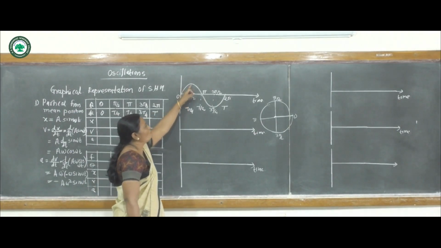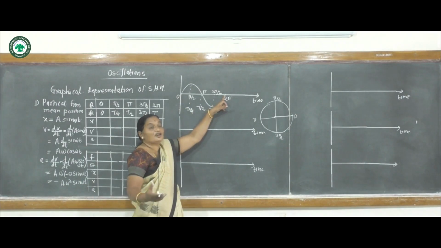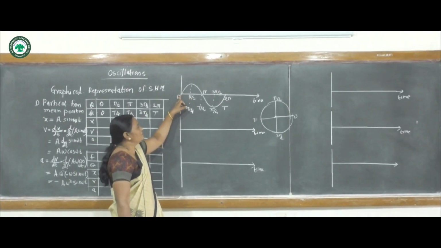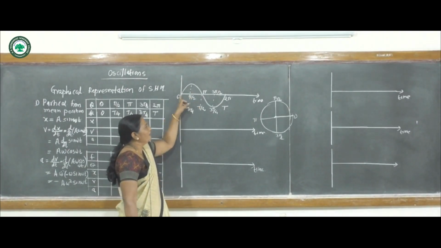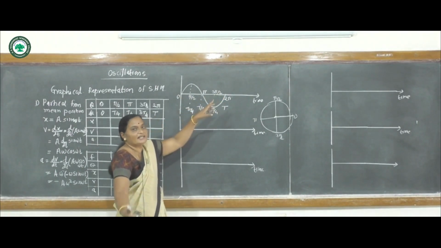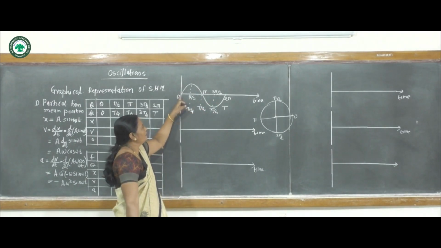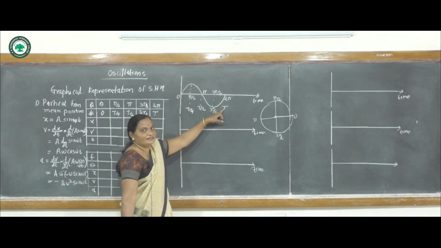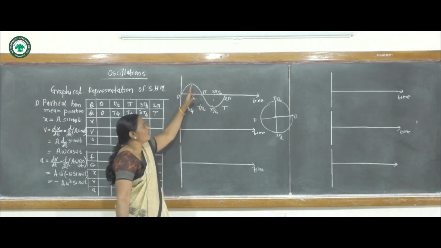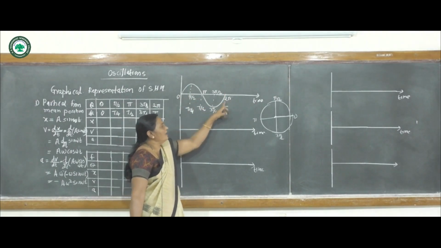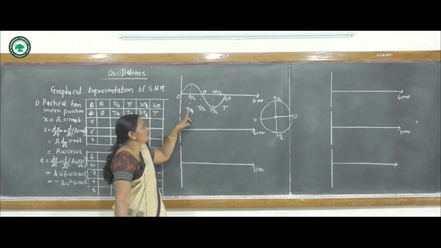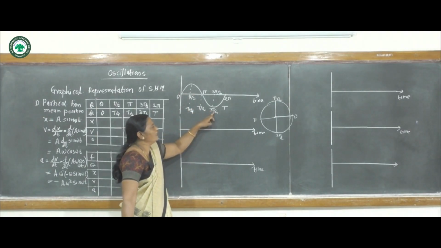See here, this is one complete oscillation. In case of angle theta, we can write the position of the particle: at 0, π, 2π they are at the mean position, and at π/2, 3π/2 the particle is at the extreme position. In case of time, T is the period, that is the time taken to complete one oscillation. This is half oscillation, again this is half oscillation, therefore half oscillation is T/2, then T/4, again 3T/4.